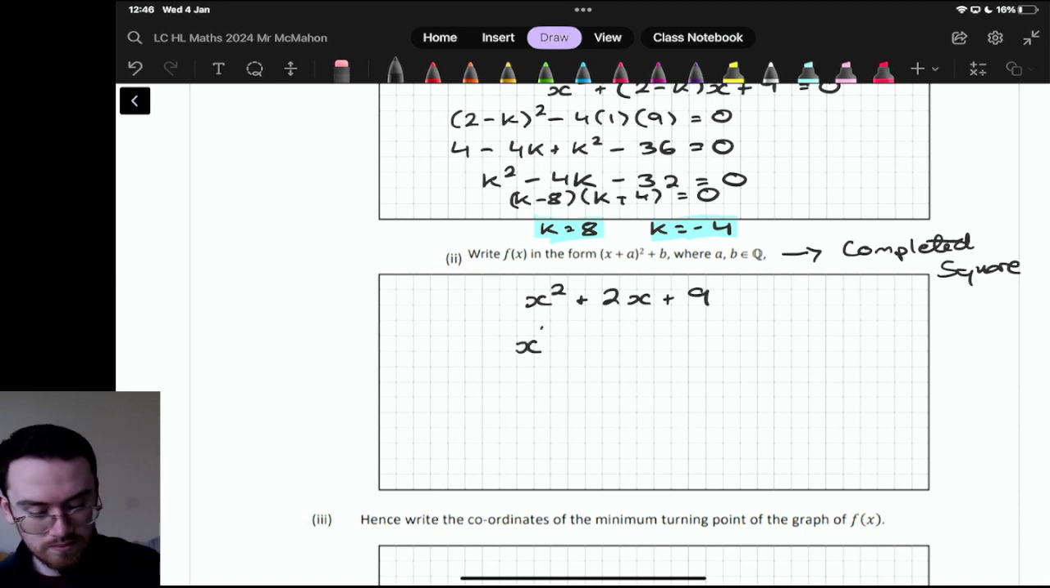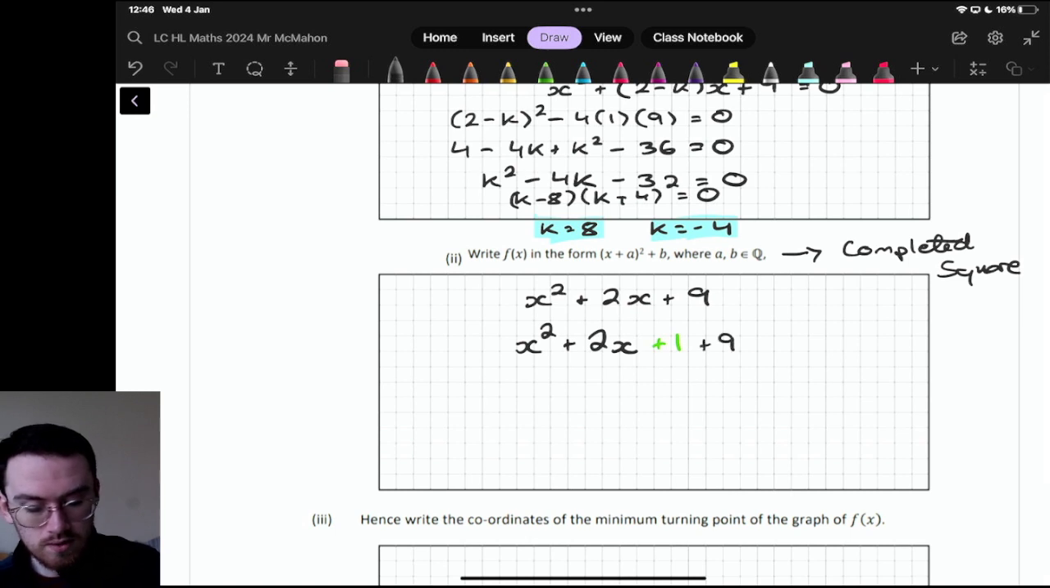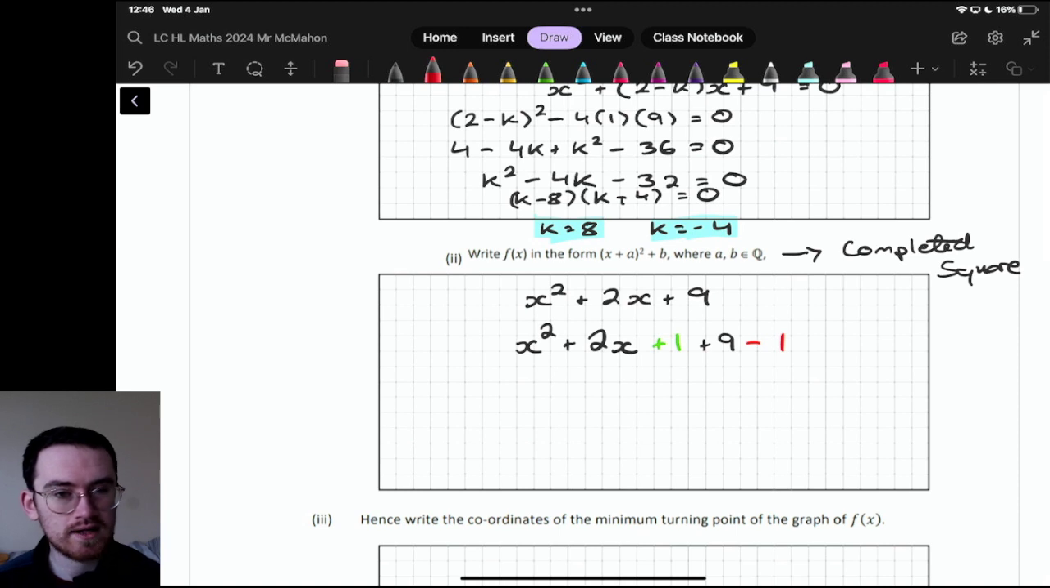The first step in completing the square is to take the middle term, half it, and square it. So half of 2 is 1, 1 squared is 1, and we add that on to our function. But also we have to subtract it. The reason we add it and subtract it is so that we're making as little change as possible. We're actually making no change to the function at all. So we've added on 1, but we've also taken away 1.